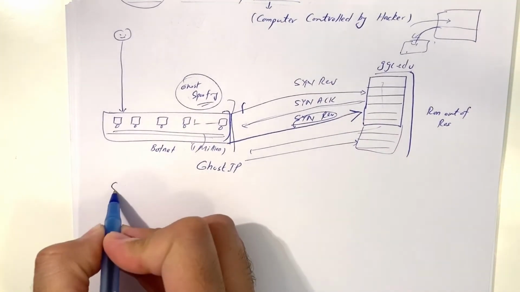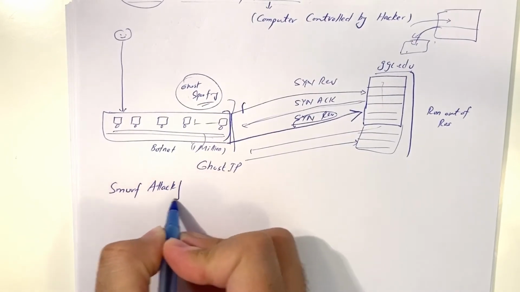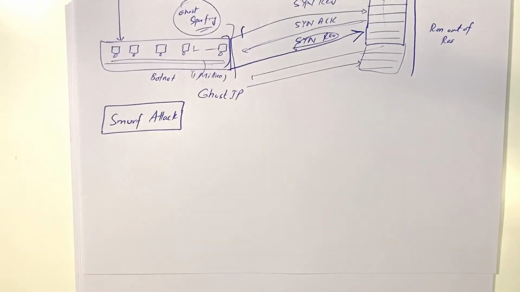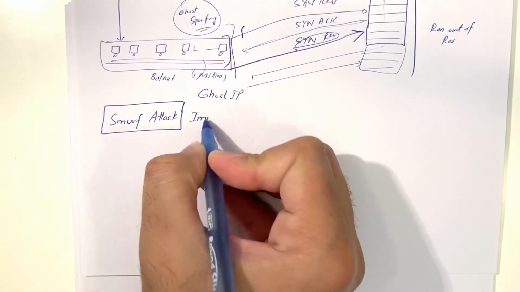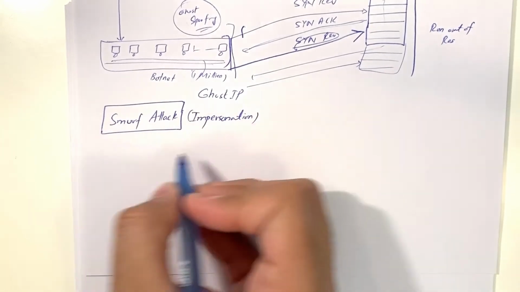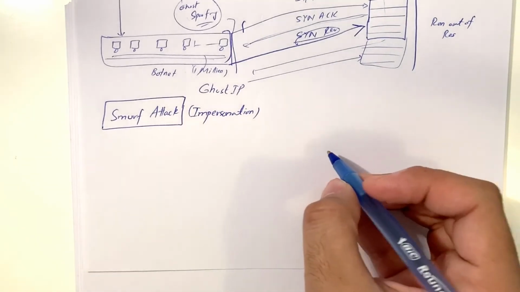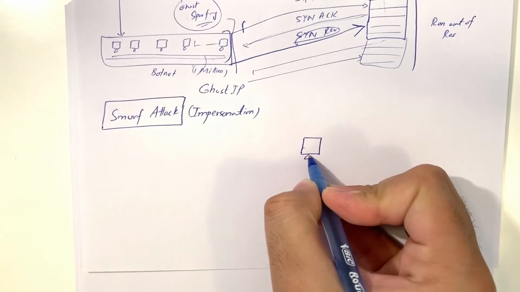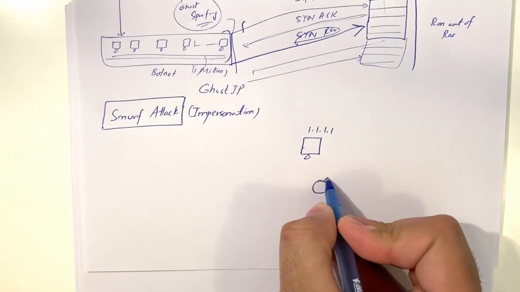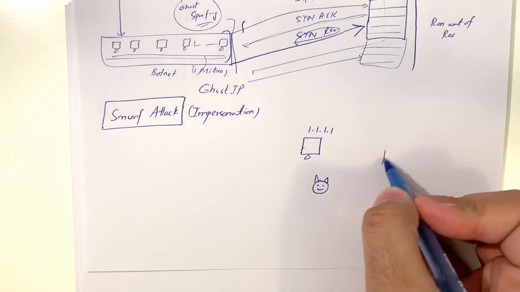Next is the Smurf attack. The Smurf DoS attack is also called an impersonation attack. What does the attacker do? Let me make you understand first. For example, this is your victim, and the victim's IP address is 1.1.1.1. Let's say this is your attacker. The attacker and victim have to be connected to the same network.